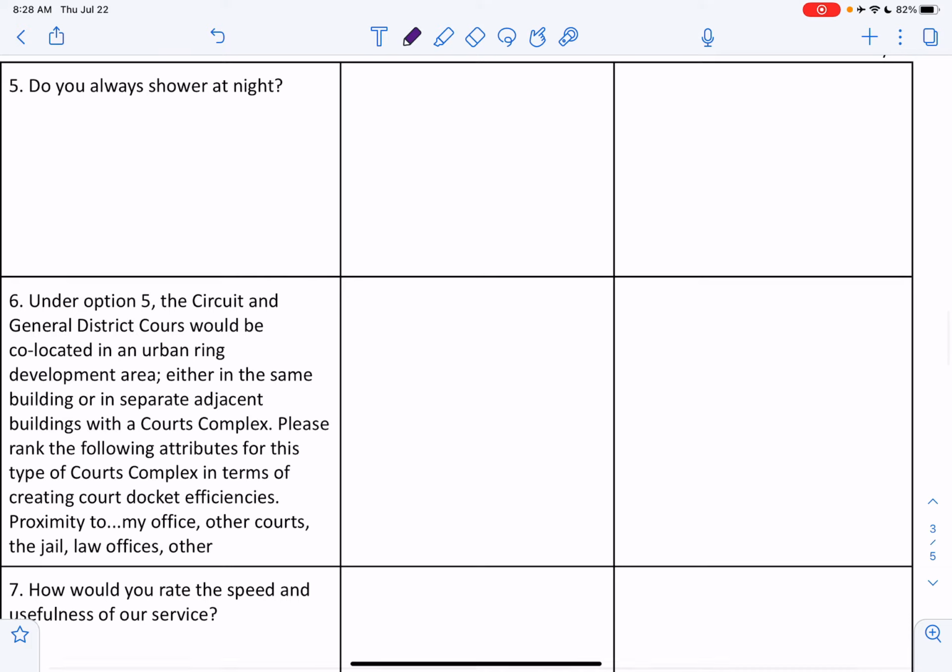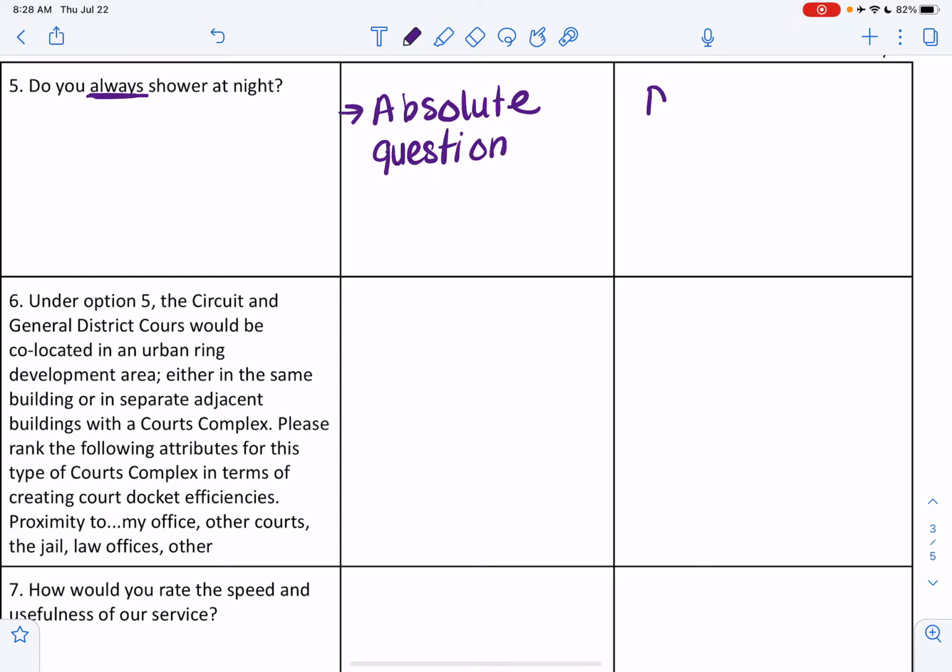Next one, do we always shower at night? So this word always is a problem. Maybe a person showers at night very often, but not always. So we can't use words like always or never or things like that. So we can't have what's called an absolute question. We want to avoid those. So what we could say is, do you shower at night?